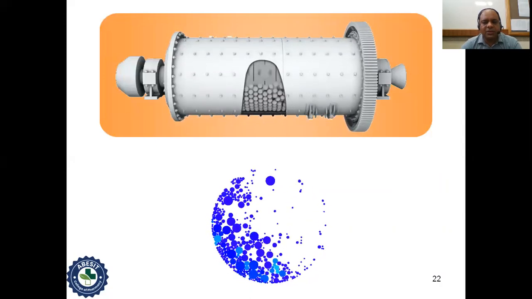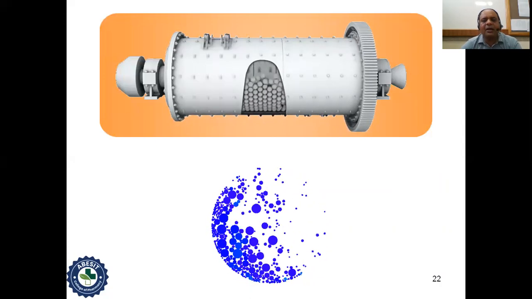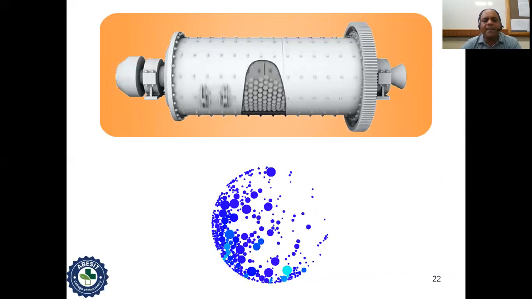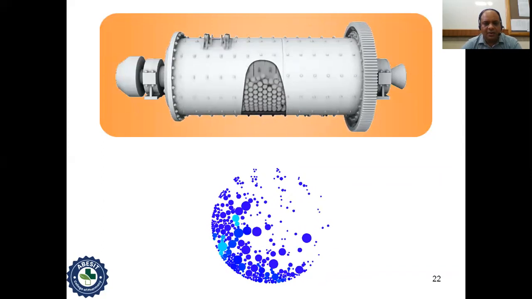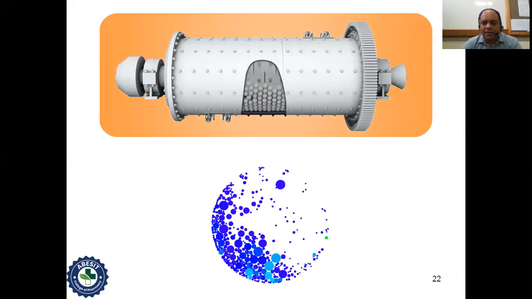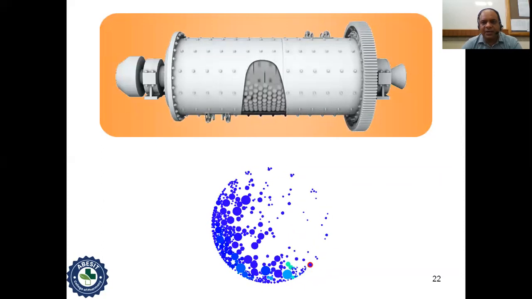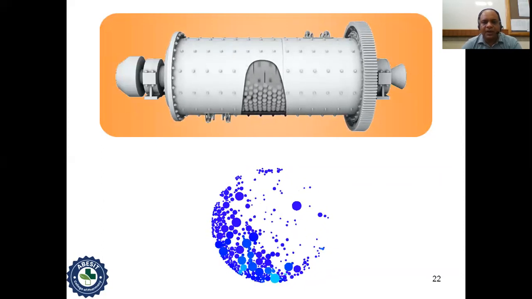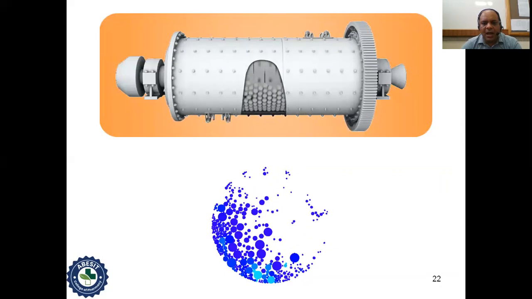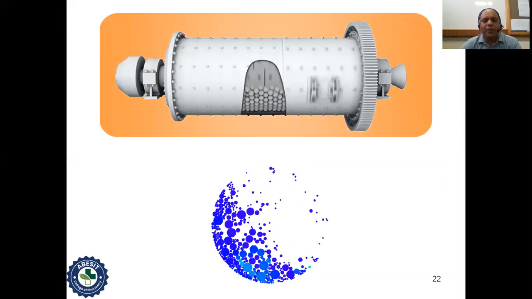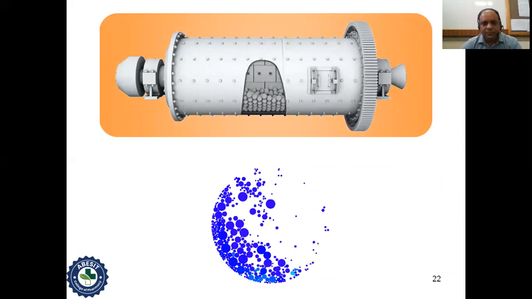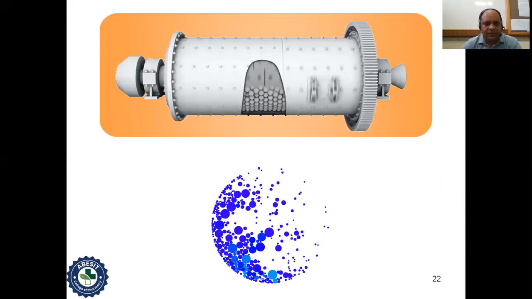Green color balls represent the material to be impacted or attrited, and blue color balls are the iron balls.